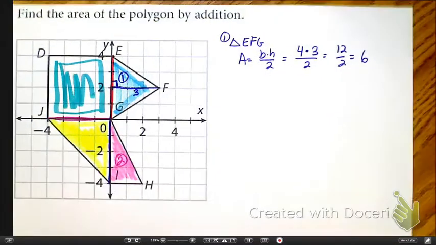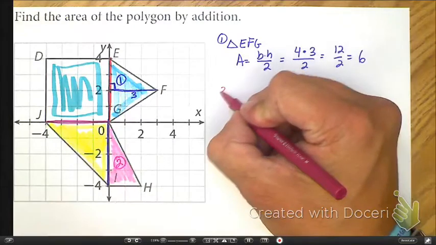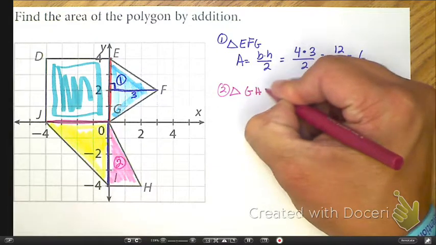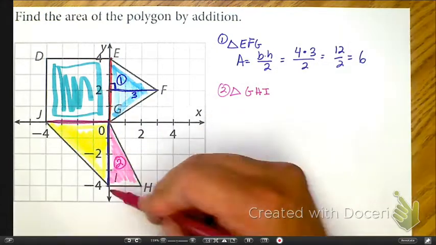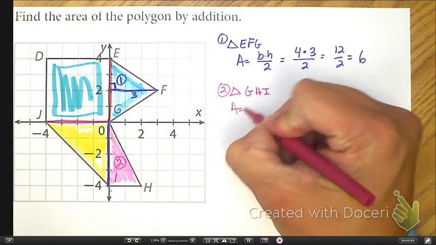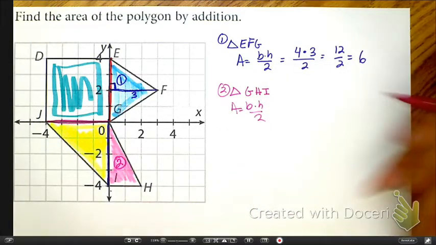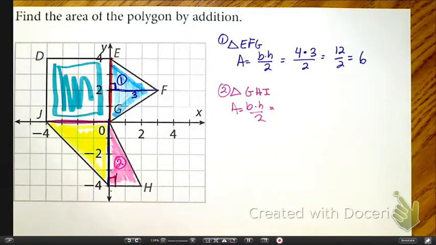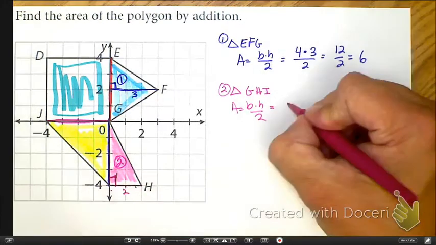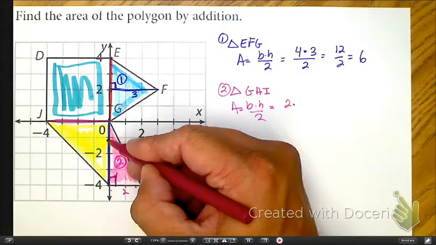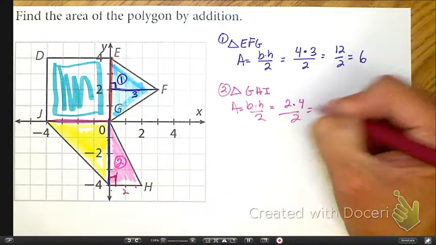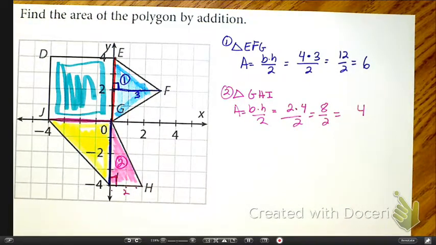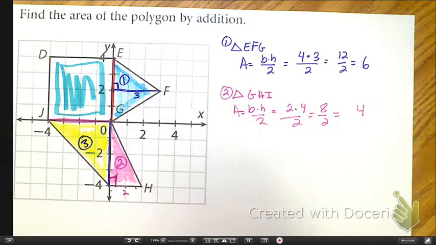Second area, pink triangle down here at the bottom. That would be triangle GHI. Triangles, base times height divided by 2. We were fortunate that we cut ourselves a right triangle. 2 for the base. 1, 2, 3, 4 for the height. 8 divided by 2 is 4. Third triangle.